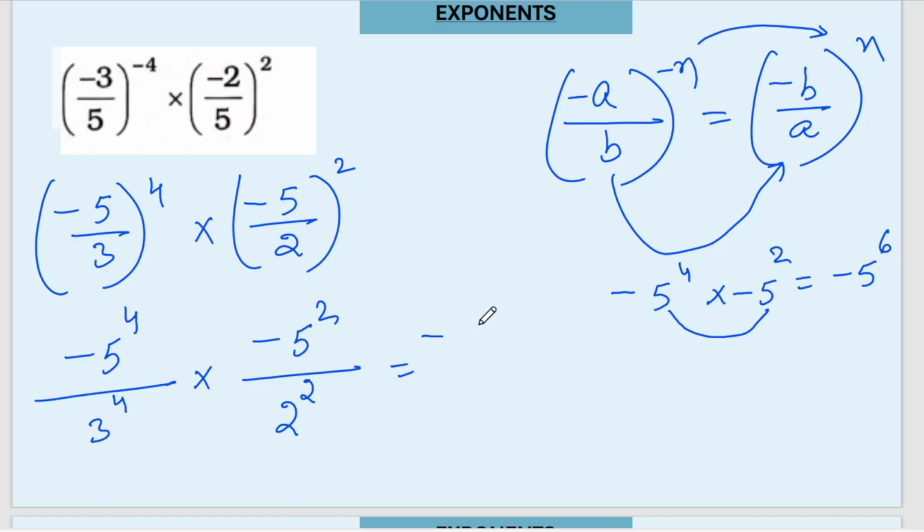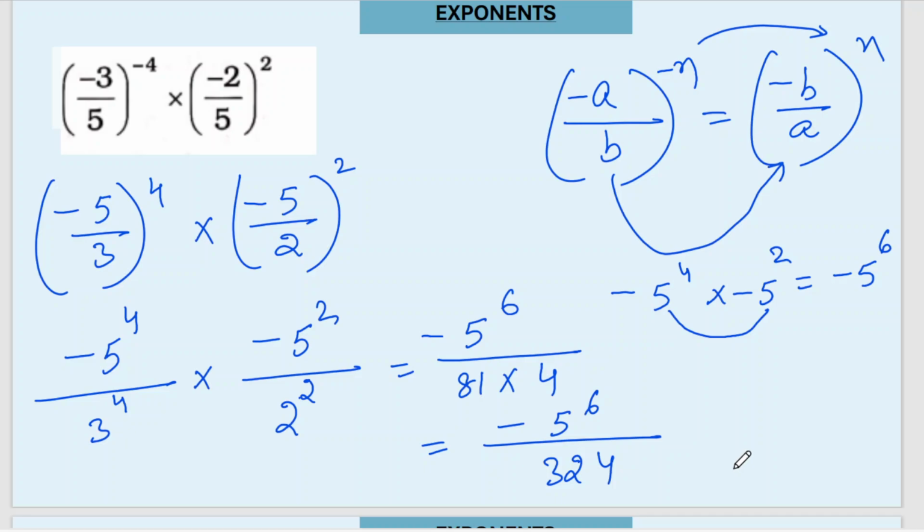So it is minus 5 to the power 6 divided by, we can see, 3 to the power 4. What is 3 to the power 4? It is 81, and then 2 to the power 2 is 4. Okay, so we can further write this as minus 5 to the power 6 divided by 324. We can further solve this also, but we don't need to. We can write this as your answer.